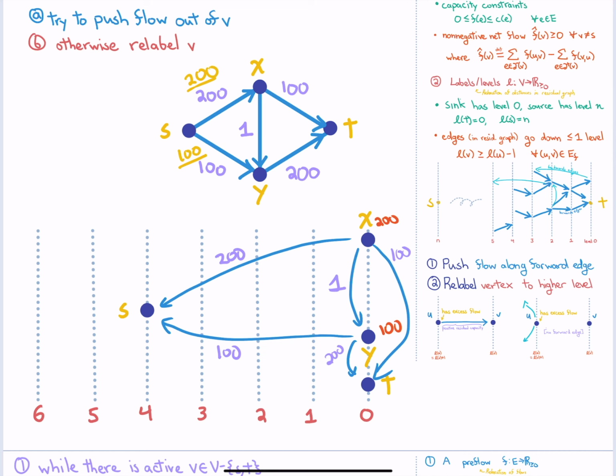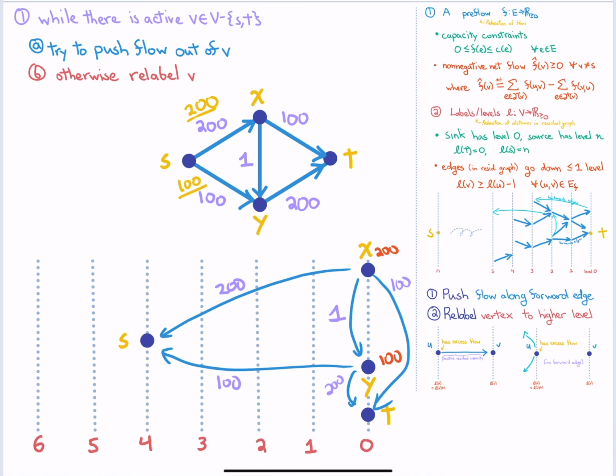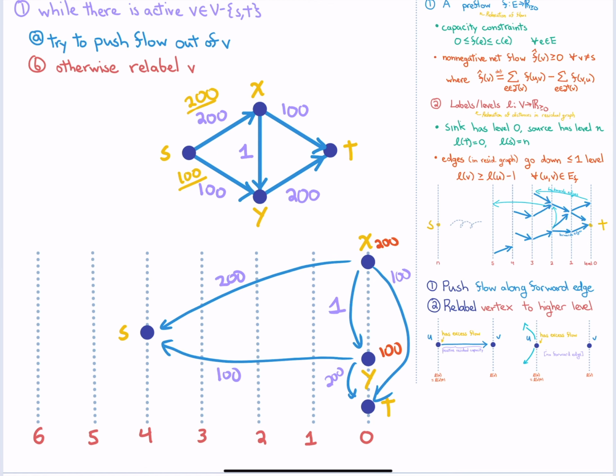So the algorithm only does two things. Every iteration, it chooses a vertex that has some positive excess, and then it either relabels or pushes. So I'm going to ask you to pick a vertex with positive excess. Any vertex is fine. Y, you said? Okay, Y. So Y has excess 100. And then do I push or do I relabel?